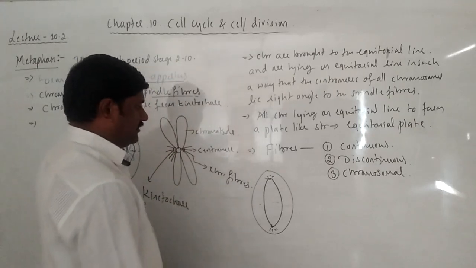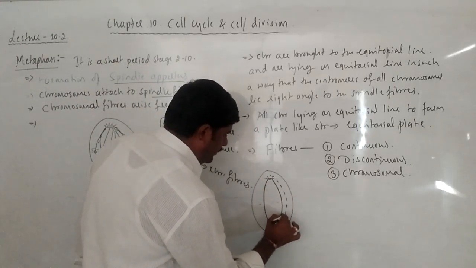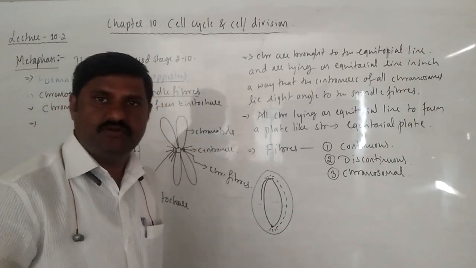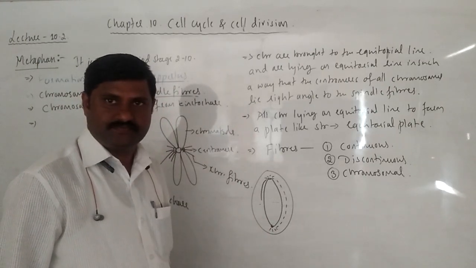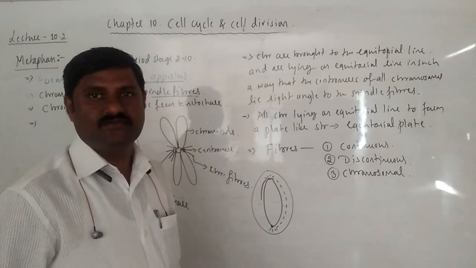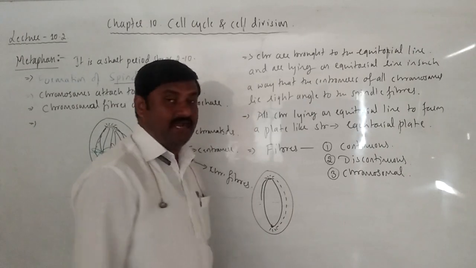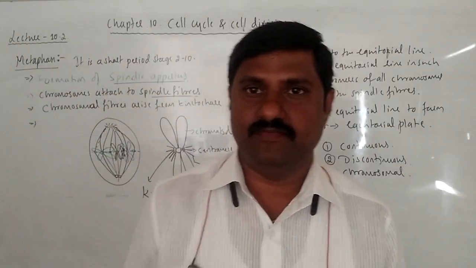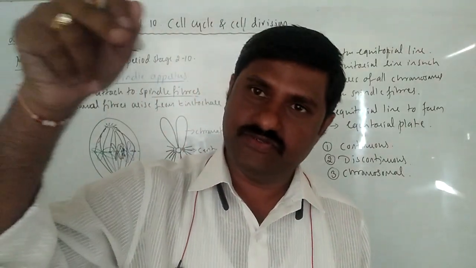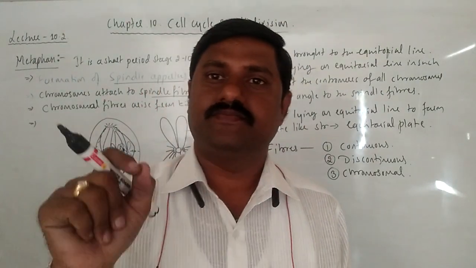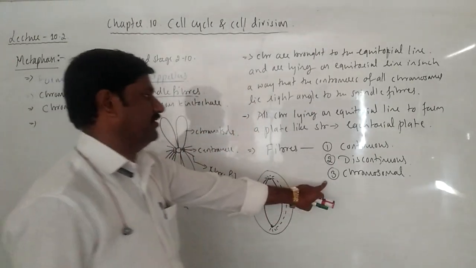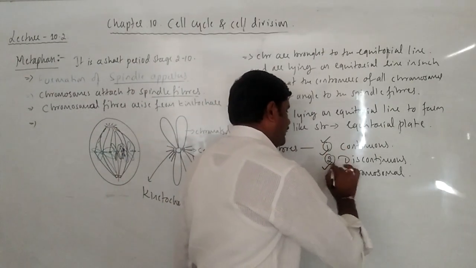Sometimes some of the fibers come up to here and stop themselves. They do not reach the other pole. They are called discontinuous fibers, right? And chromosomal fibers, you know it better. The fibers that arise from the kinetochore and reach one pole of the cell are called chromosomal fibers. That is the three kinds of fibers that we come across over here.